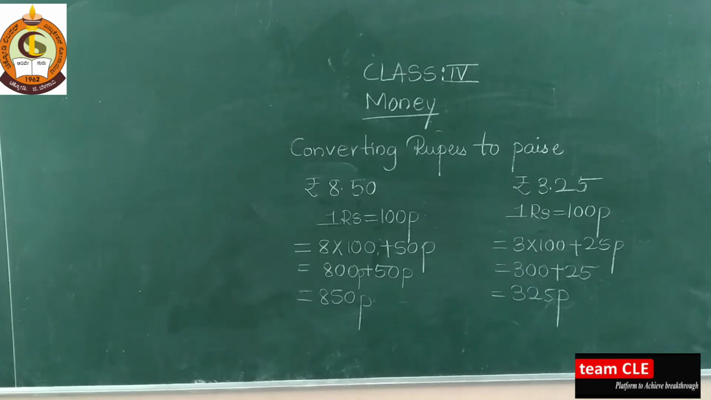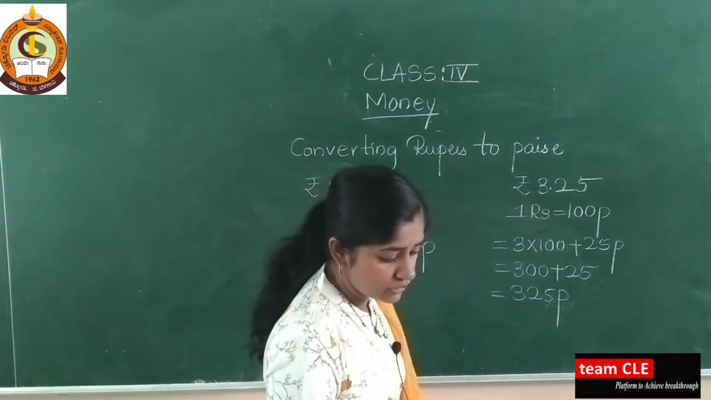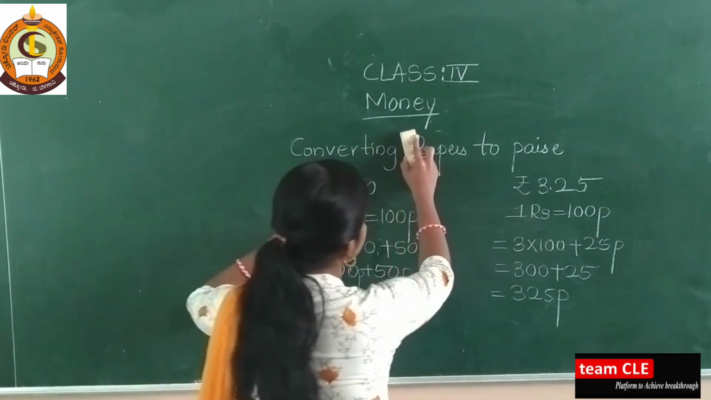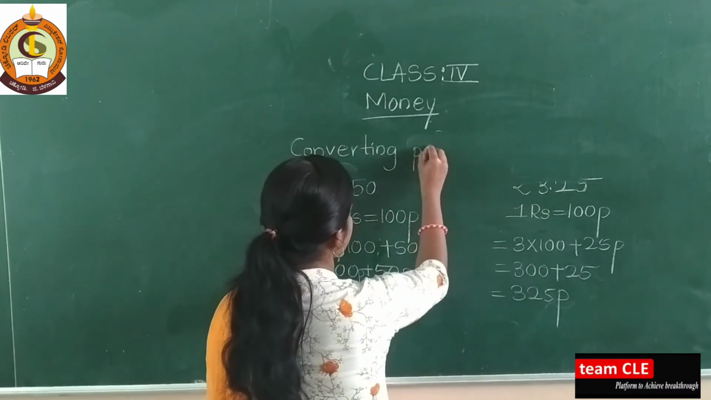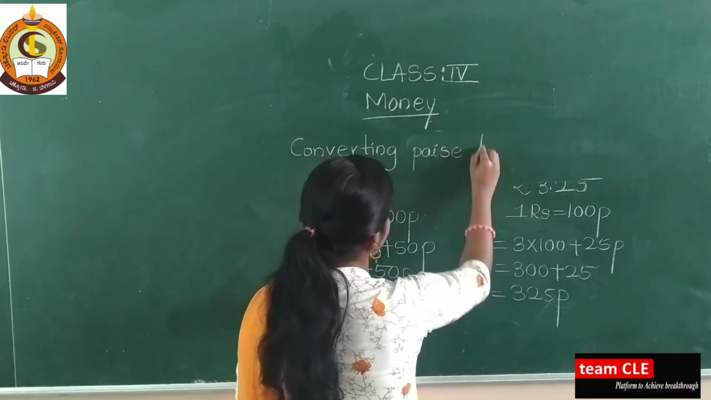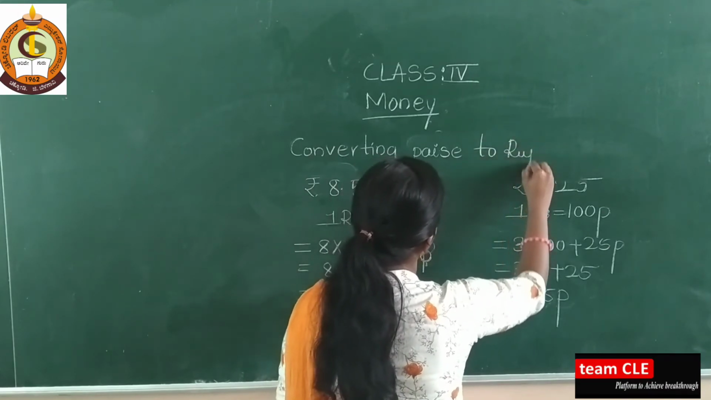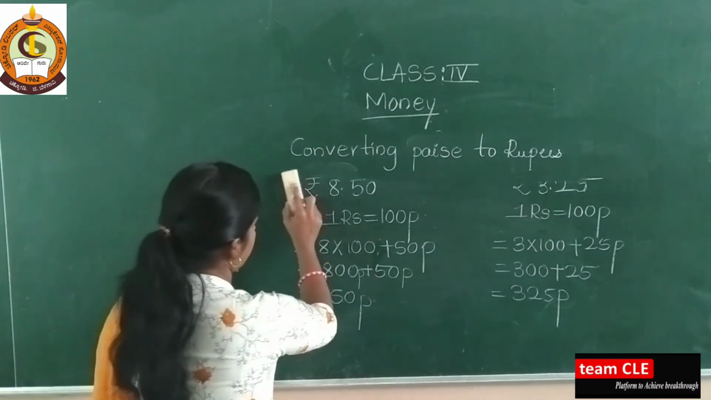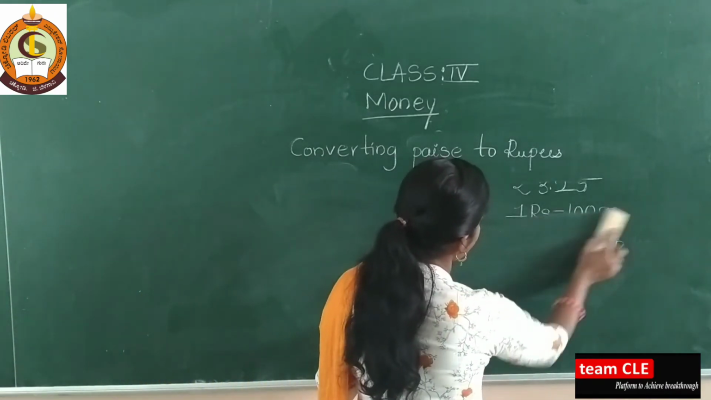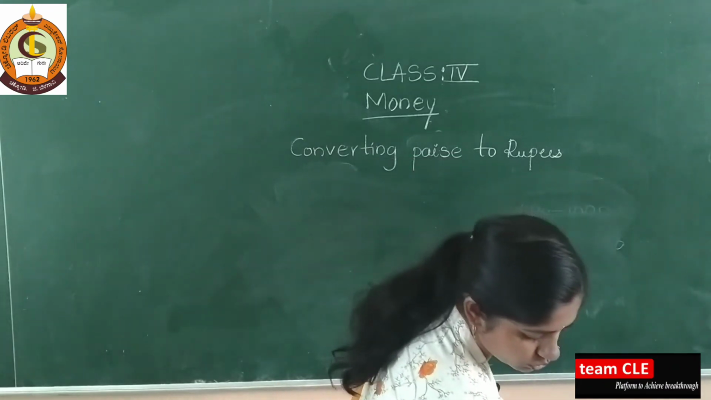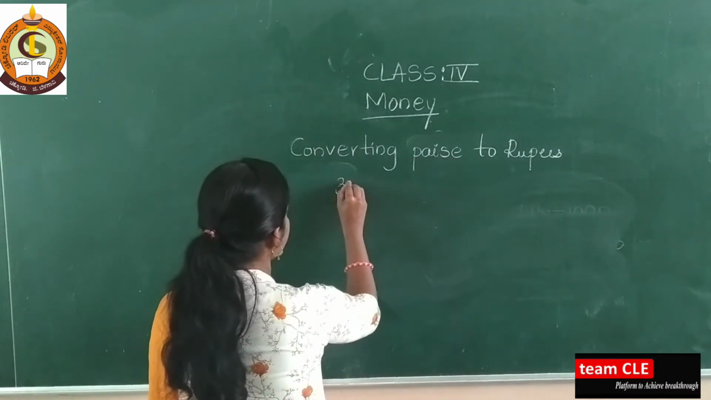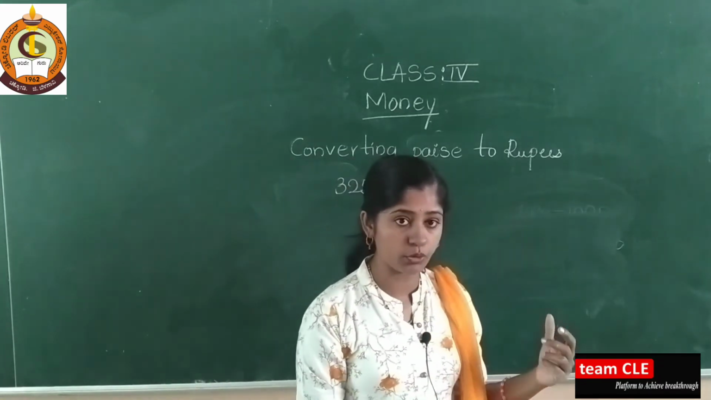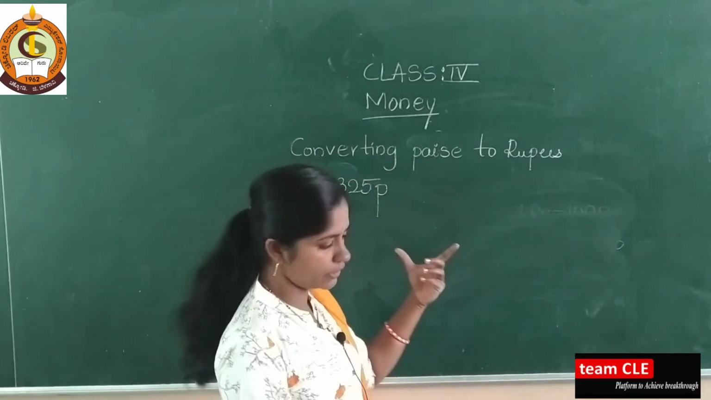Next I am taking one more example, change to rupees. See, here I converted rupees to paise. Now paise to rupees. Yes, and one more thing, here I am converting a smaller unit to a bigger unit. So let us take some examples from my practice time 2. So dear students, the first question is 325 paise. 325 paise is there.